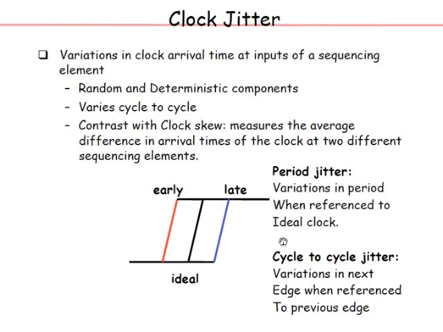So this technical definition, there are two ways of looking at this. There is what is called cycle to cycle jitter. That means I have one cycle, there is some period, next cycle there is a slightly different period and so on. So that is cycle to cycle jitter.